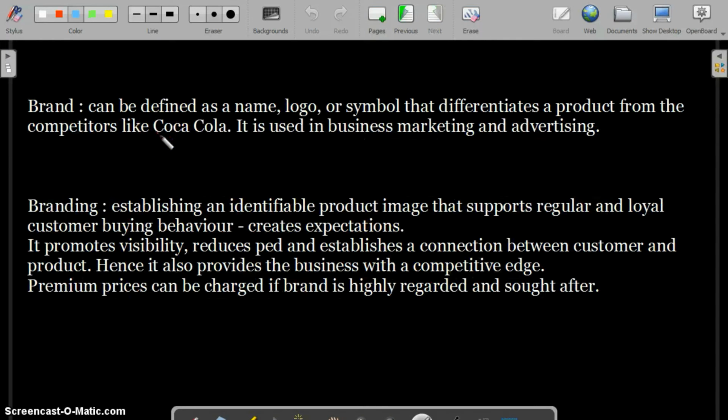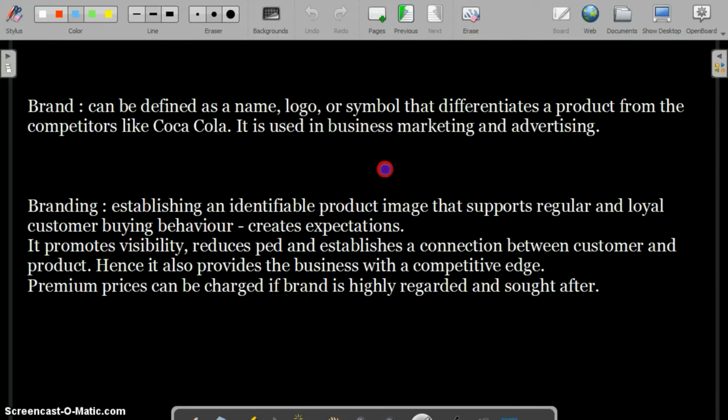Now, last thing for today, brand. Brand can be defined as a name, logo, or symbol that differentiates a product from the competitors. Like Coca-Cola, for example, it is a brand. Apple is a brand. McDonald's is a brand. These are all brands. The name, logo, or symbol differentiates it from its competitors. It is used in business marketing and advertisement. So when you are advertising your product or marketing it, strategies and all, the brand is very useful.